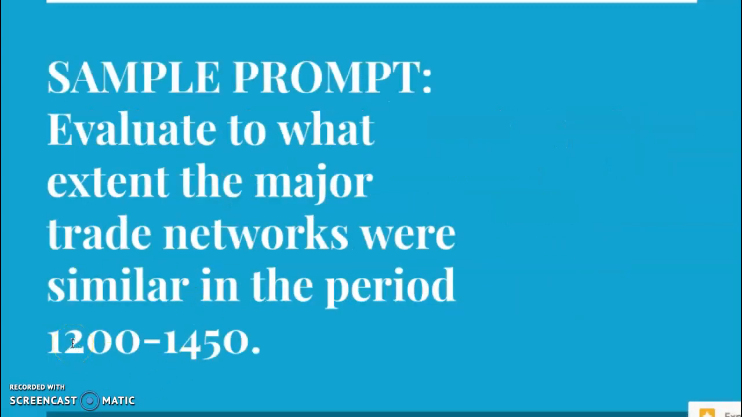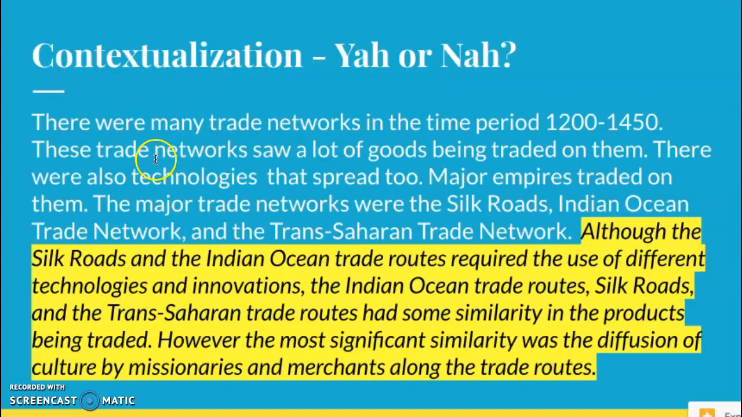This is the sample prompt that you guys did a practice LEQ on. Evaluate to what extent the major trade networks were similar in the period 1200 to 1450. Look at this contextualization. It's followed up by the thesis so you can see what the whole first paragraph would look like. Do you think this would get the contextualization? Yeah or nah?